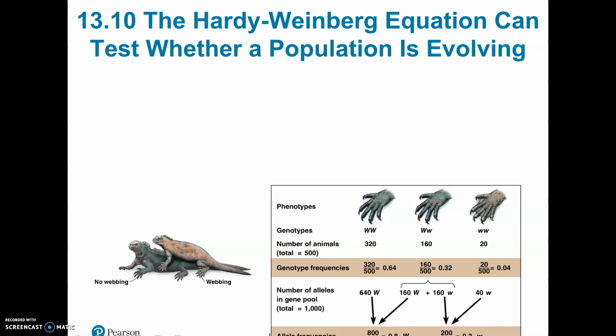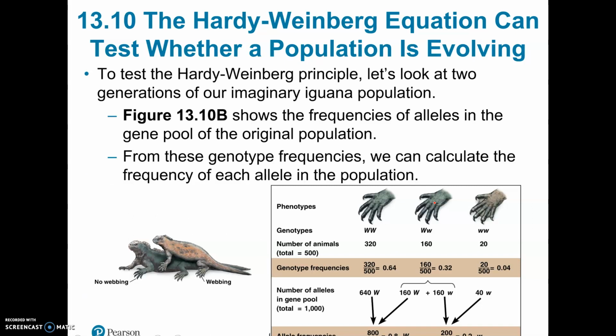So this is an example. These are 2 lizards. I don't think they're supposed to be mating, just to throw that out there. What they're showing here is the actual numbers. Again, you're not actually going to have to do these calculations.